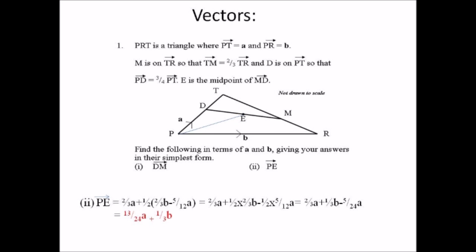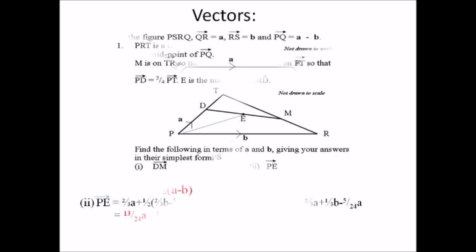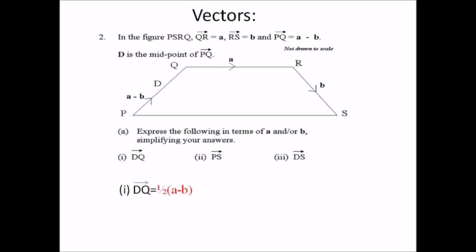Remember, for the final answers, a lot of the time there would be more than one way to write it in order to show your final answer for these. But the process is the same. Okay, let's move on to the other vector, and in this one, the answer for vector DQ, you get a half in bracket a minus b, and that would be the answer for number 2. For number 1, I'm working it one at a time. So the next one you had to do was vector PS, and finally 3 was vector DS.